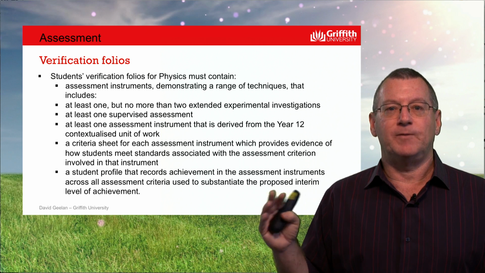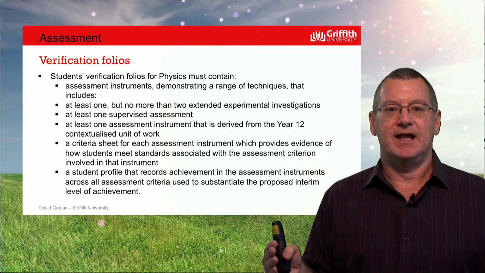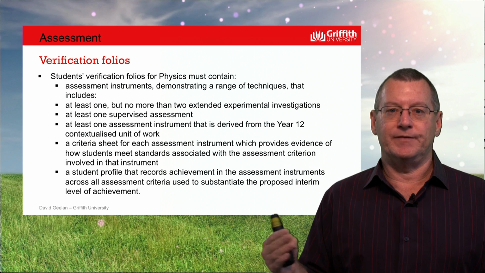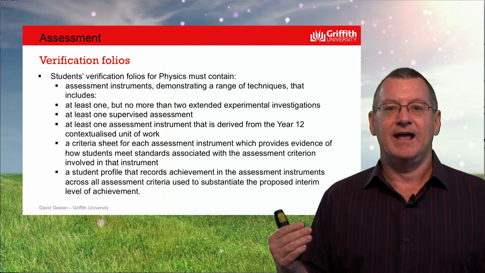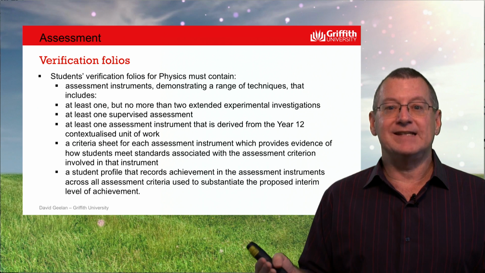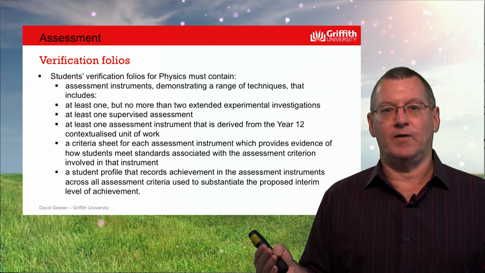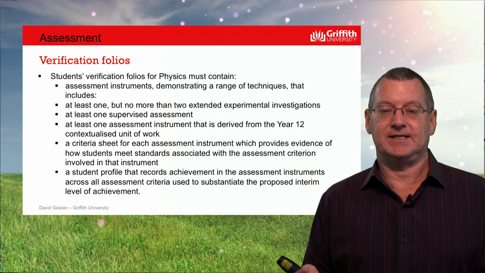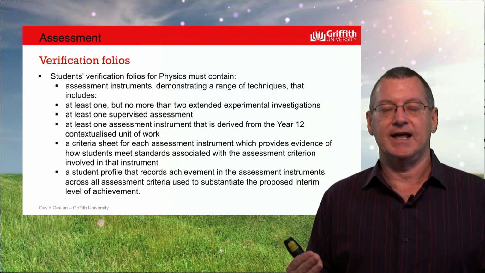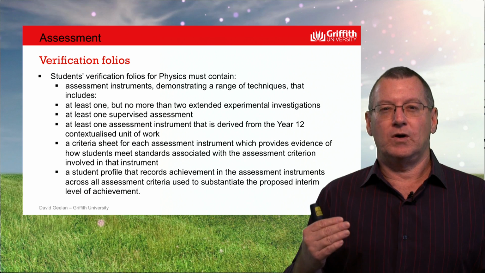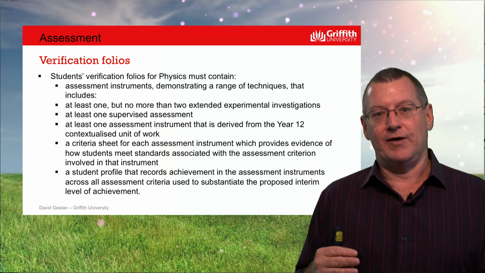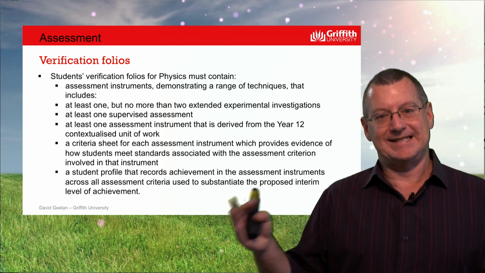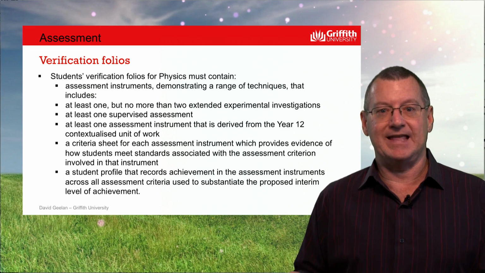The other piece is fullest and latest evidence. So the syllabus says the judgments at the end should be made on the fullest and latest evidence. So that means that things that the students have done towards the end of year 12 count way more than things that they did at the beginning of year 11, because they've been developing as physicists over that 2-year period. So it doesn't mean that the stuff they do in year 11 weighs nothing, but it weighs less than the latest evidence, if that makes sense, in making those final judgments.